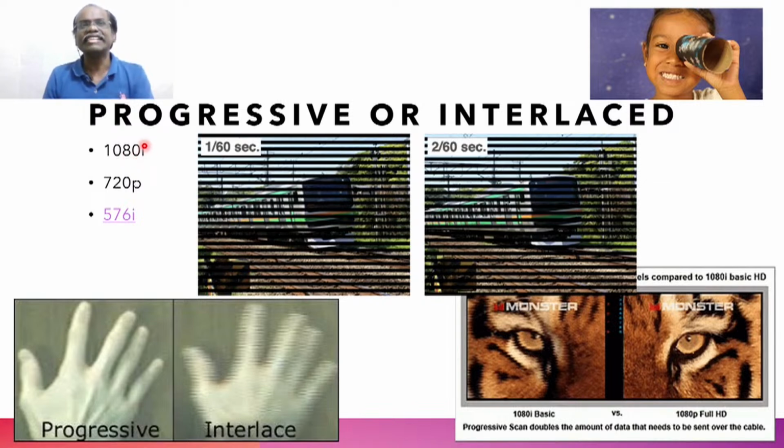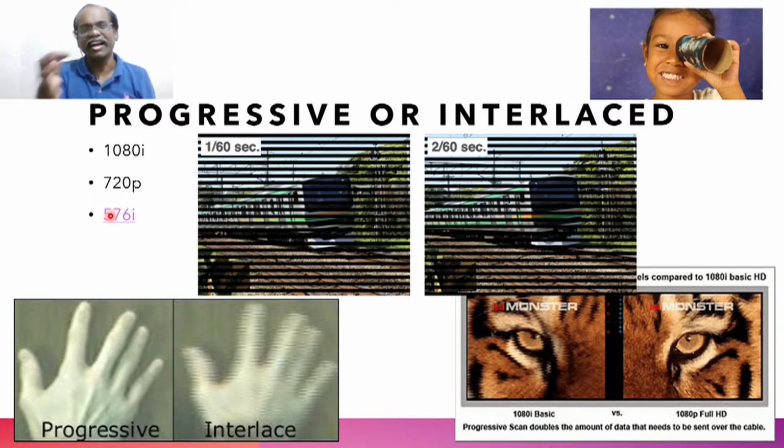If they say 720p, that means 720 pixels, but progressive, perfectly captured. Interlaced is old technology, progressive is the latest technology. So if you are going to buy a TV, you should check whether it is I or P. You have to buy P only. Don't go for I. It's old technology. Now 576i: 576 means the height is 576, and i means interlaced.